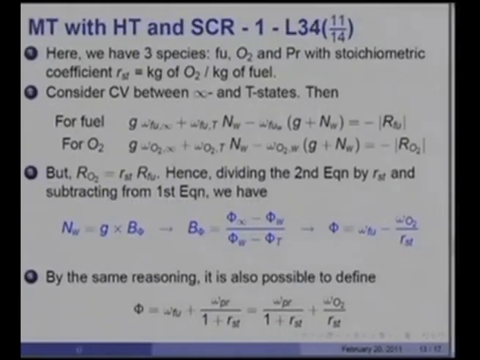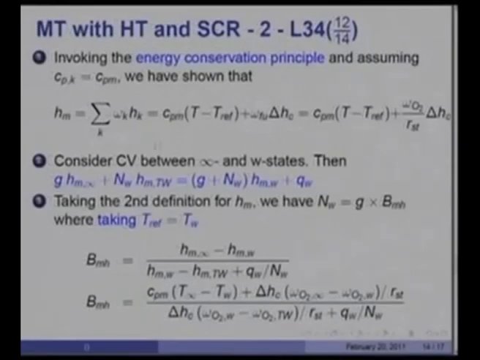Here we had invoked the mass conservation principle. Now, we will invoke the energy conservation principle and assume CPK equal to CPM, as we have done earlier also. Then Hm will be sum of omega k Hk, CPM T minus T ref plus omega FU del Hc, and that I can also associate del Hc with omega O2 by RST. So, if I consider CV between infinity and W states, then G Hm infinity plus Nw Hm Tw would equal G plus Nw Hmw plus Qw.